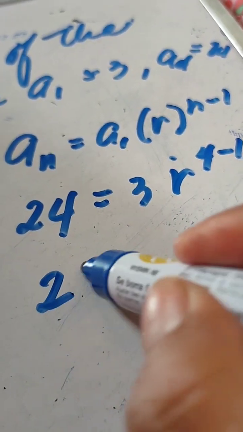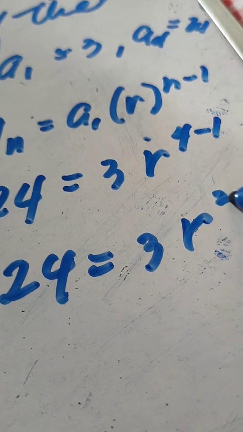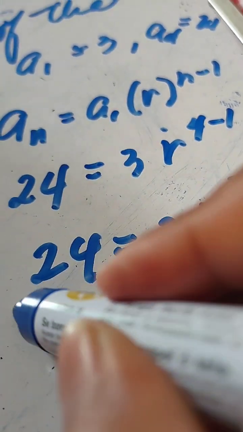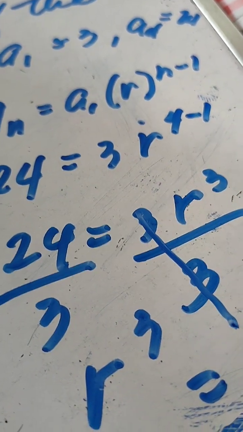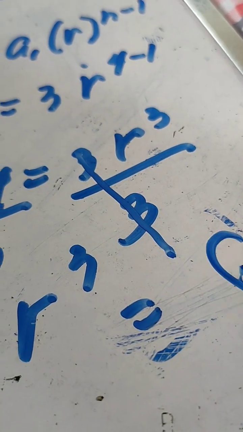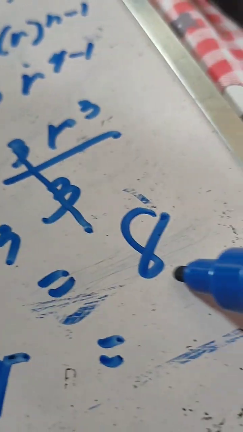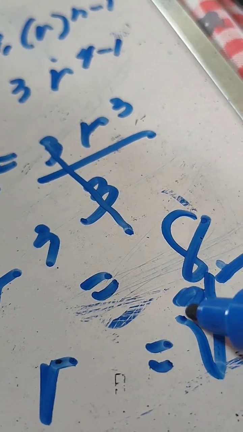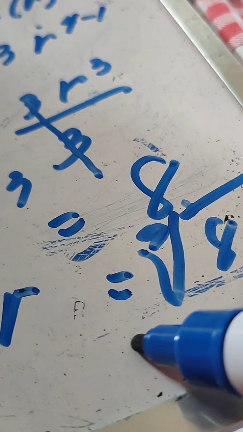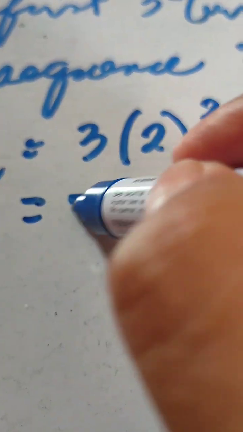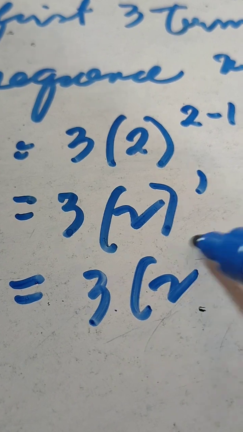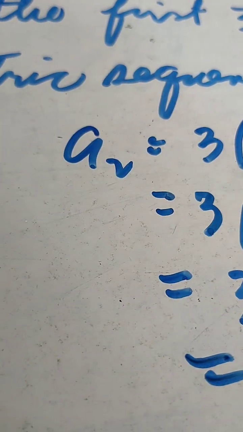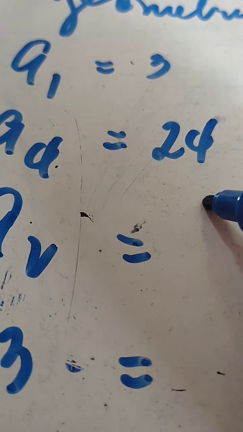Okay, so 24 is equal to 3r cubed. And divide both sides by 3. So r cubed is equal to, 3 divided by 3 is 1, 24 divided by 3 is 8. Therefore, r is equal to the cube root of 8, which is equal to 2. So that is why we have our 2 here. Now, 3 times 2 to the power of 1, that is equal to 3 times 2, which is 6. So this is now our a sub 2. So our a sub 2 is 6.